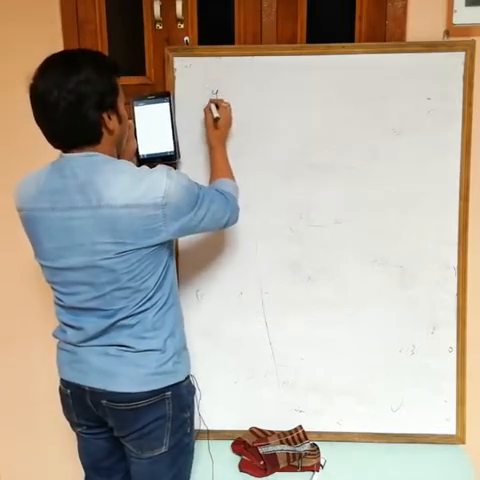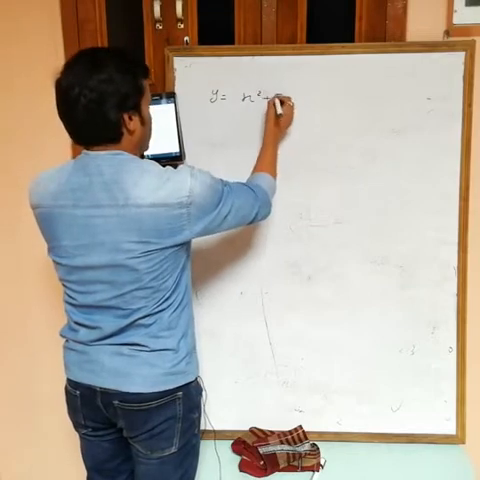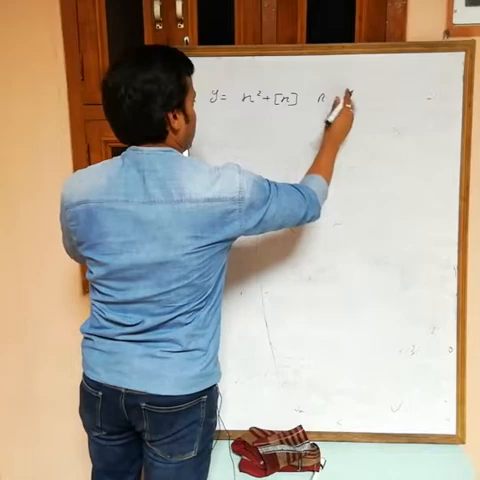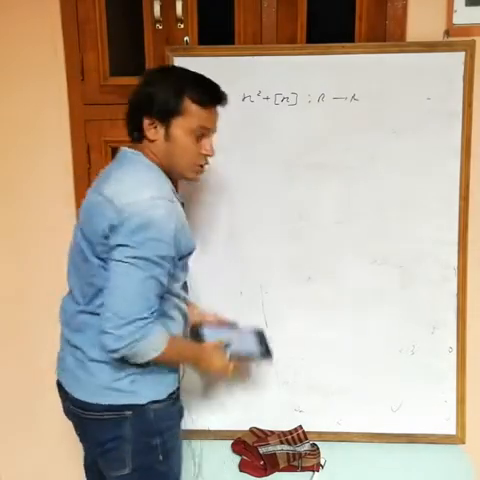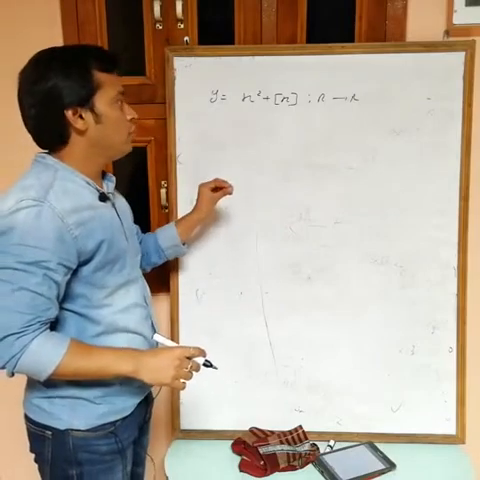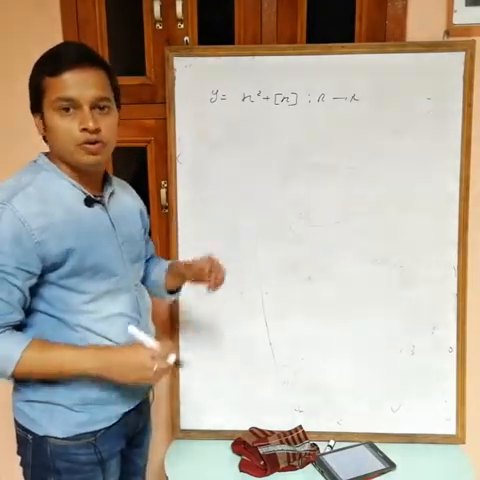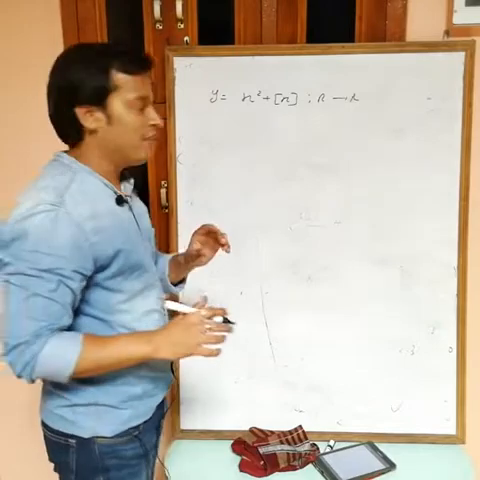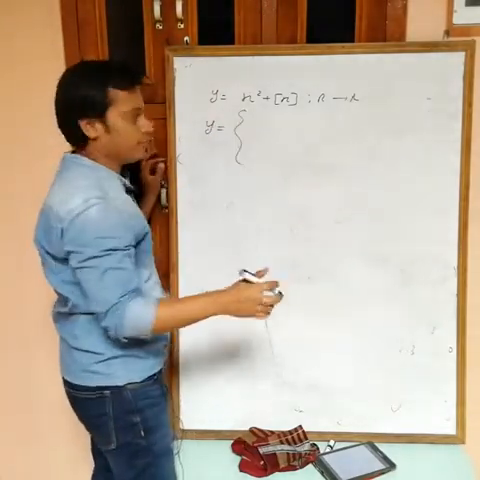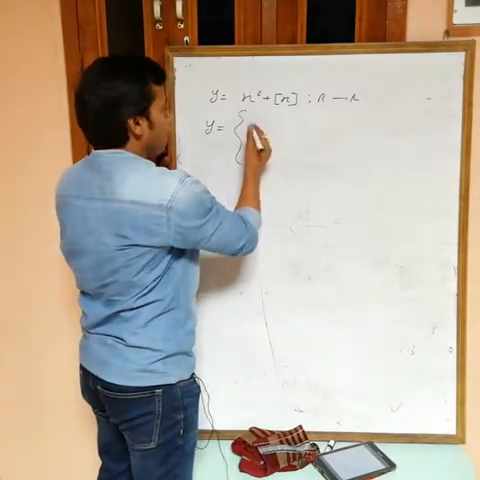In part 2 we have a question: y equals x square plus greatest integer of x, from R to R, and we want to prove that this one is many one and into both. So I am taking for into. Actually I had made a mistake for into, so I am taking only this one.